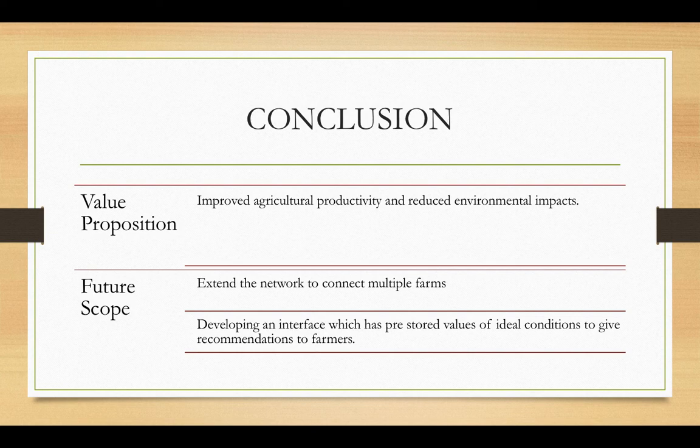And the future scope that we can have through the system is that we can extend the network to connect multiple farms to generate a wide array of data, and we use the fog domain to store the data. And we can also develop an interface which has pre-stored values of ideal conditions to give recommendations to the farmer on what would be the best possible solution to deal with the conditions he has got for his farm.